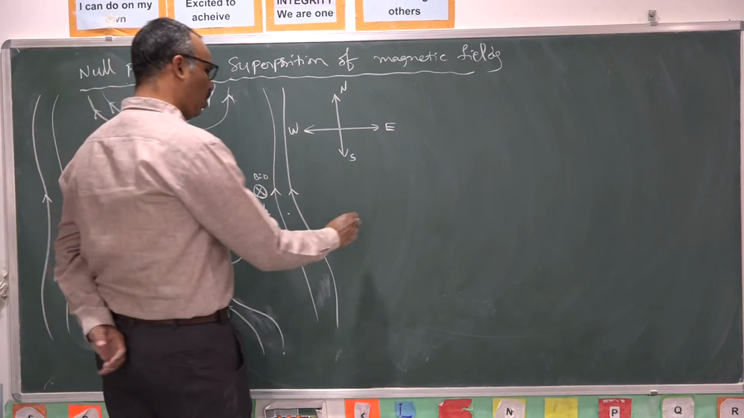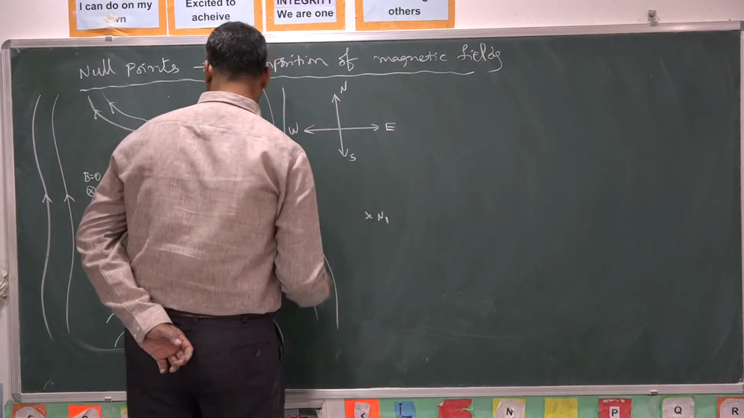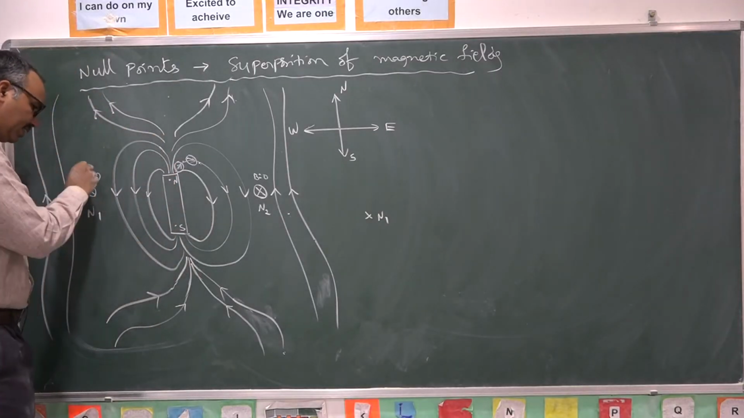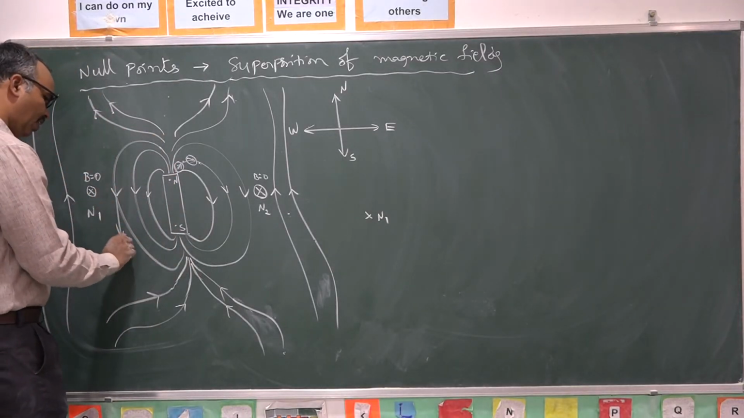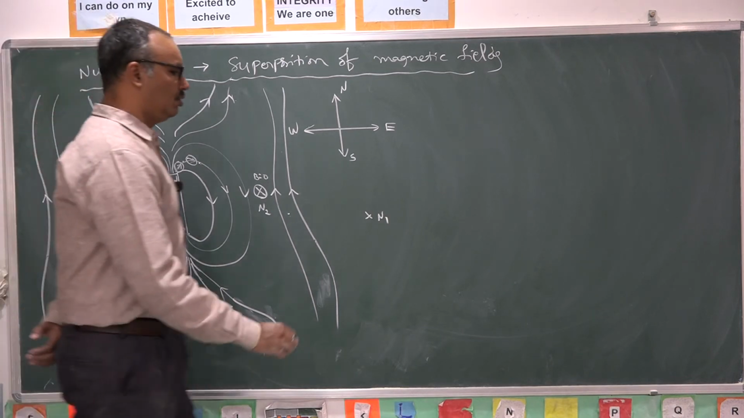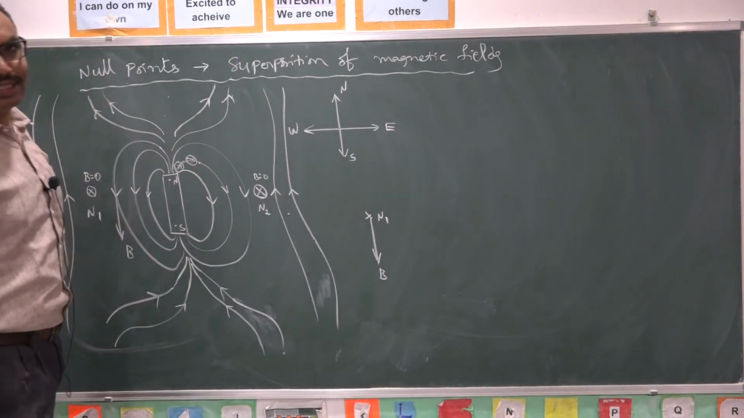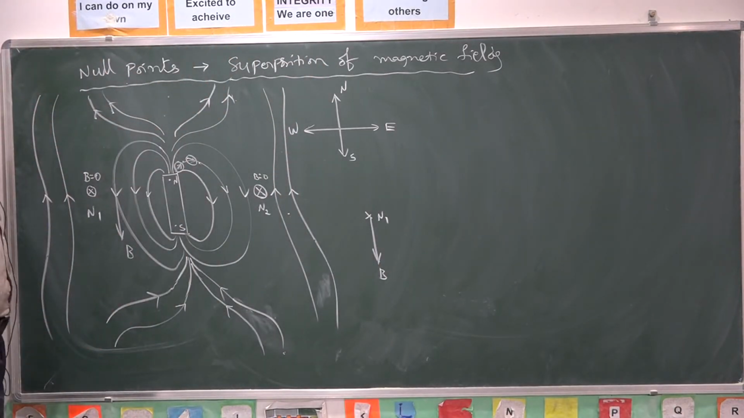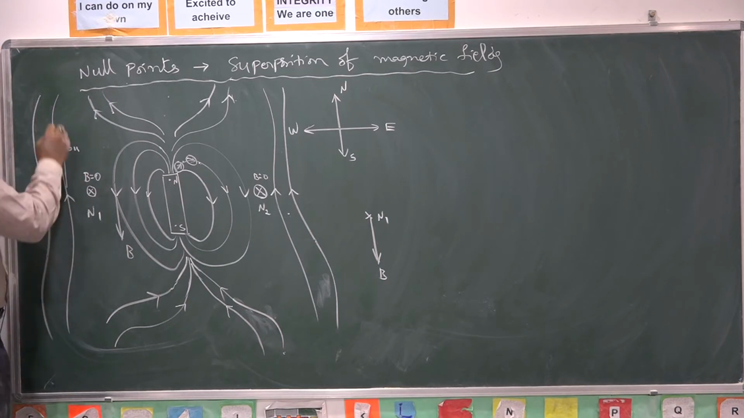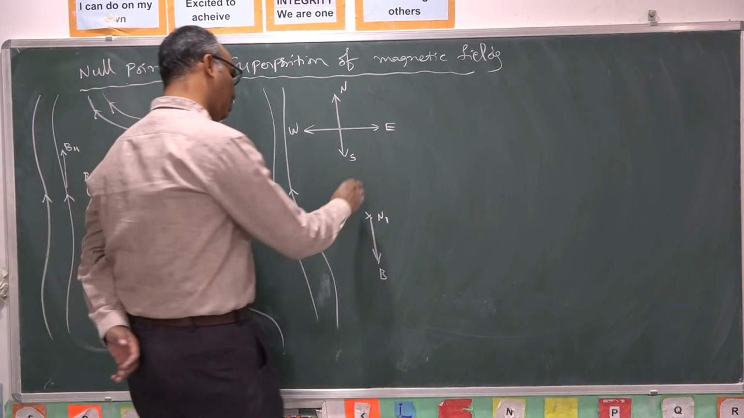If I take null point 1, N1, here the magnetic field due to this short bar magnet is downwards, because B is always tangential to the line of force. So B due to the short bar magnet is like this. You know that the earth's magnetic field has a horizontal component, which only will influence an object kept parallel to the surface of earth. So we are only interested in the horizontal component of the earth's magnetic field. That horizontal component will be tangential to the line of force due to the earth's magnetic field. It is in the upward direction.